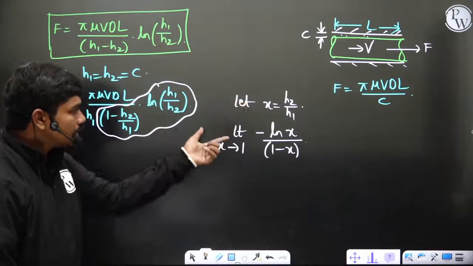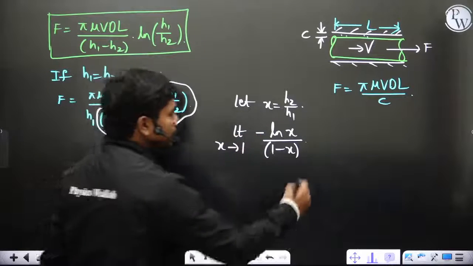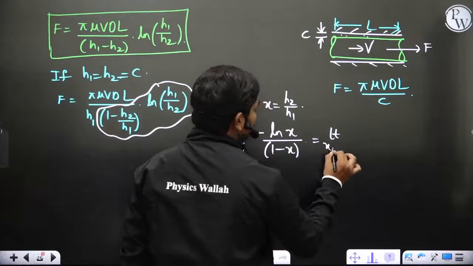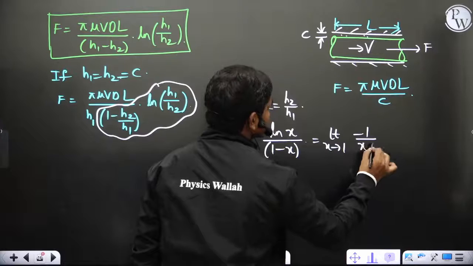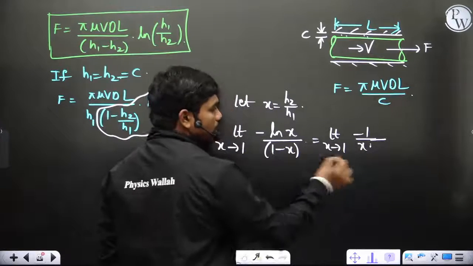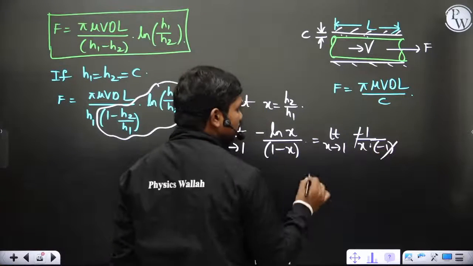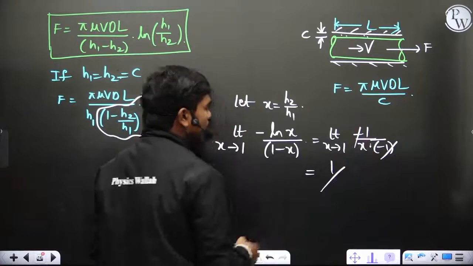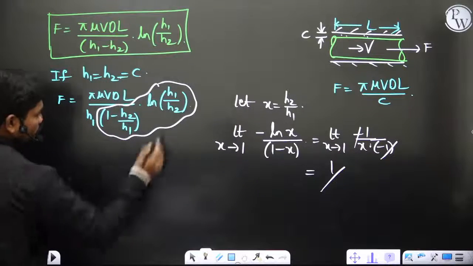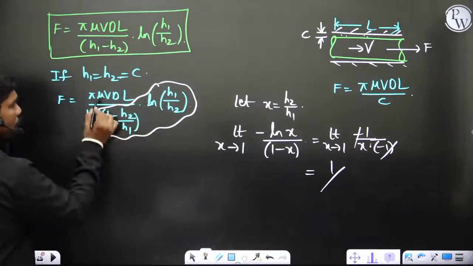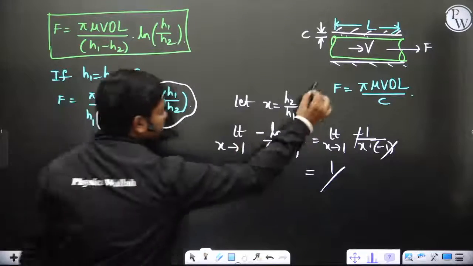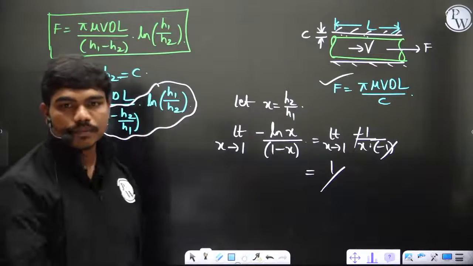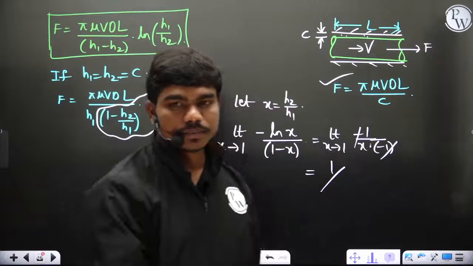So if you take this, then if you apply this L'Hospital rule, you can clearly see limit x tends to 1, minus 1 by x into derivative of denominator, which is minus 1. So this gets cancelled and limit x tends to 1 of 1 by x is 1. So when H1 is tending to H2, this ratio becomes 1 and you have pi mu VDL by C, which is actually this. Got it?